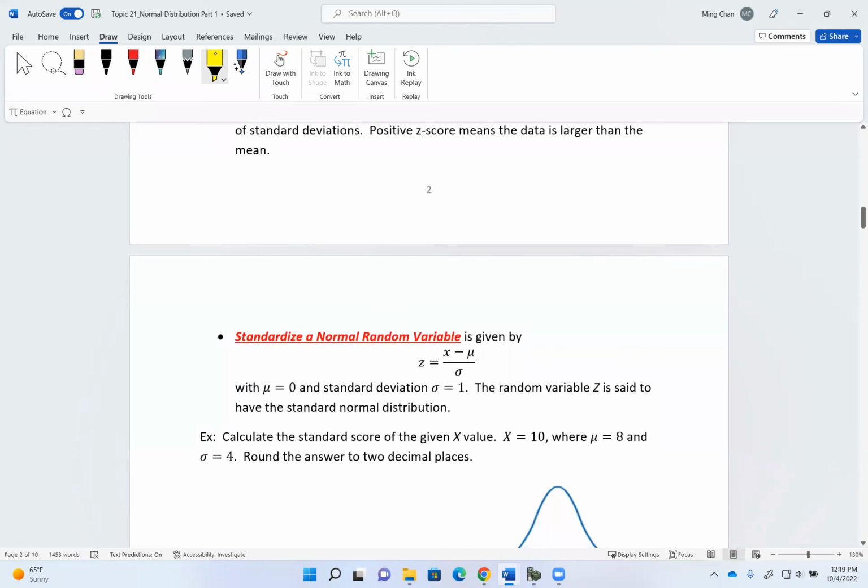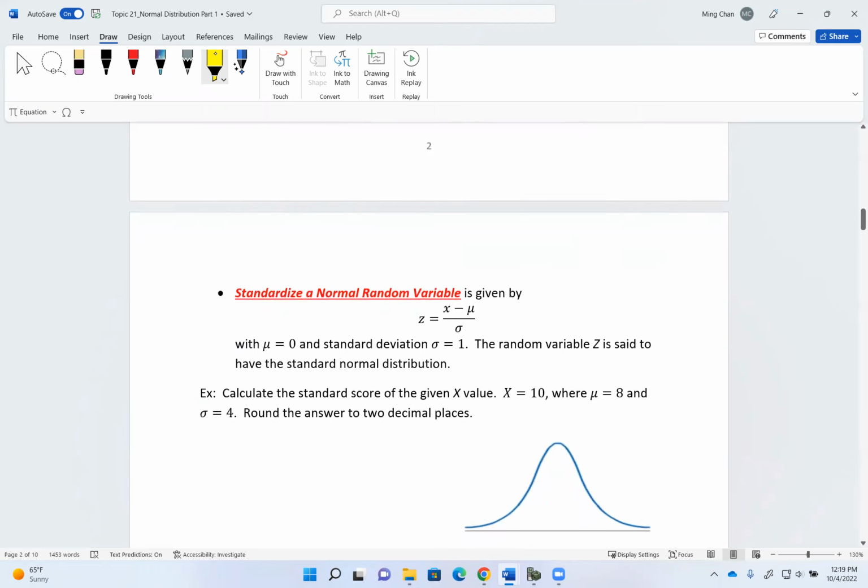When we standardize a normal random variable, we use this formula, which I got from before. The mean is going to be equal to 0, and the standard deviation is always 1.